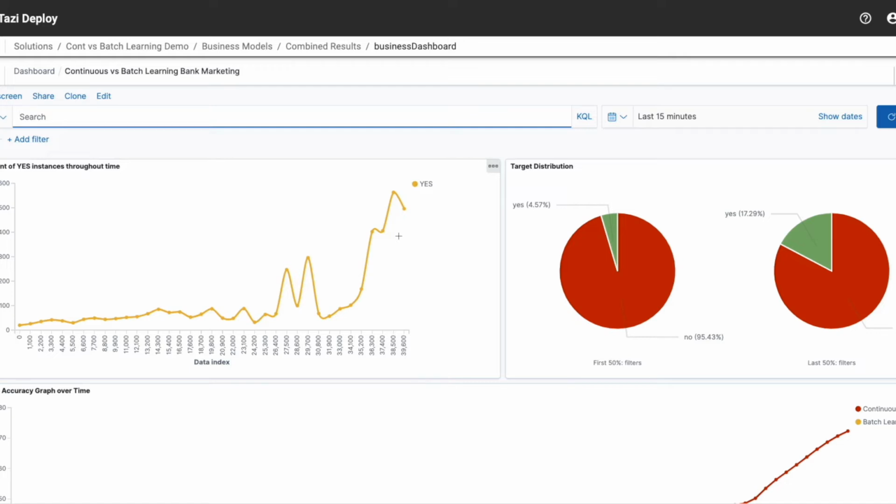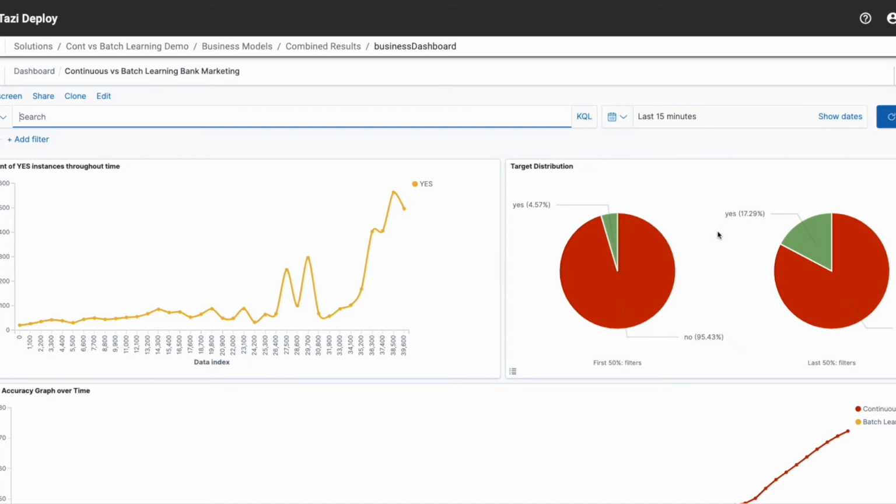And this change could be a major change in the banking environment or a modification in the marketing campaign of the institution. This concept drift can also be explained with the target distribution in the first 50% and last 50% of the data, where in the first 50%, we observe a 4.5% yes ratio, whereas in the last 50%, there's a 17% yes inside the dataset.